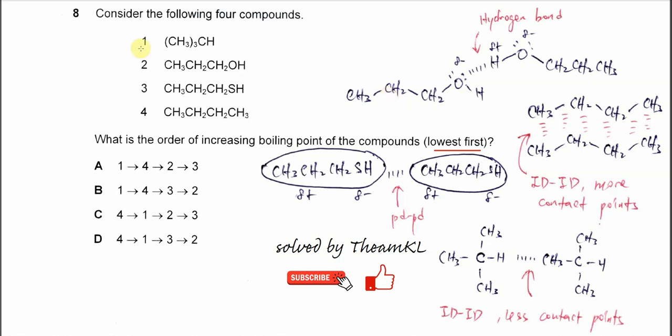Question 8. There are 4 organic compounds here. What is the order of increasing boiling point of the compound, lowest first? First, you need to know what are the bondings that contribute to this boiling point.